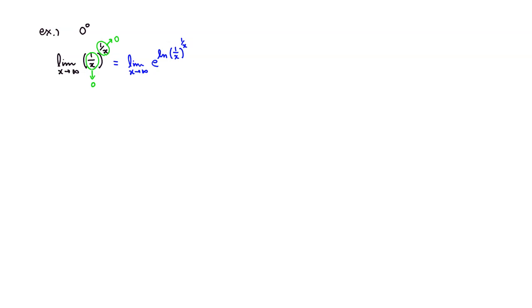Then what you can do is use a log property to bring this exponent right in front. Also, the exponential function is a continuous function, so we can actually squeeze the limit inside the exponential function. We can rewrite it this way. It's going to be e to the, so we can kind of forget about it for now. Then we just have to focus on taking a limit as x approaches infinity.